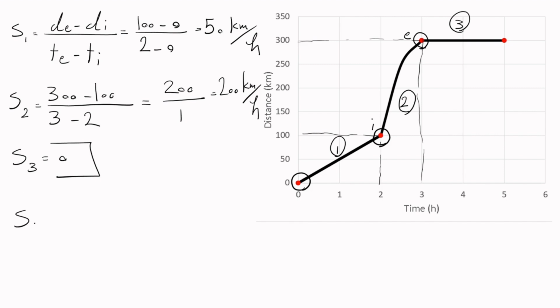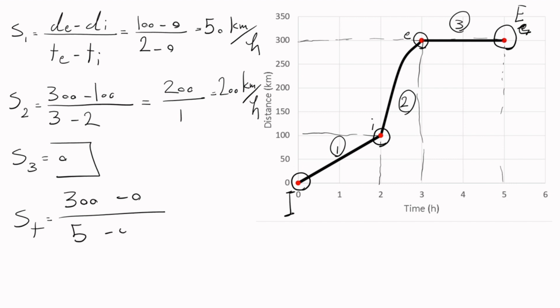And for the whole route, this is the ending point of the whole route. I'm going to show it with capital E. And this is the initial point of the whole route. What is the distance of ending point? If I continue this, I will realize that distance would be 300. Distance of initial point is 0. Time of ending point of the whole route would be 5. And initial time is 0. So I'm going to have 300 over 5, which is going to be 60 kilometer per hour.